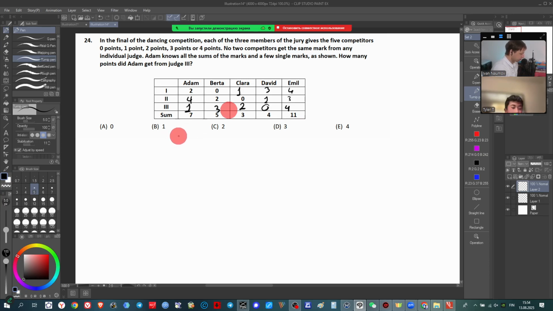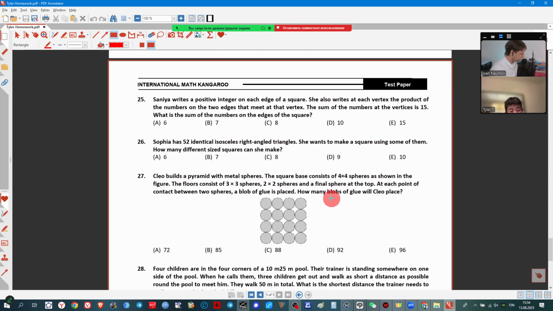As you can see, in this kind of problems, and especially in the future when you do geometry, you shouldn't really focus too much on what they ask you. You just step by step find everything you can find, and after that you will come to the solution. That's what we did here. We completed the table, and after that we found the mark for Adam. Perfect. So what's for 25?